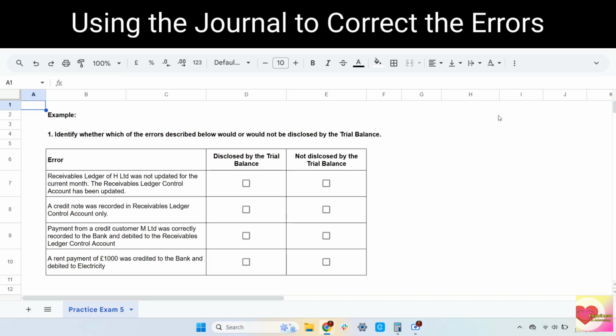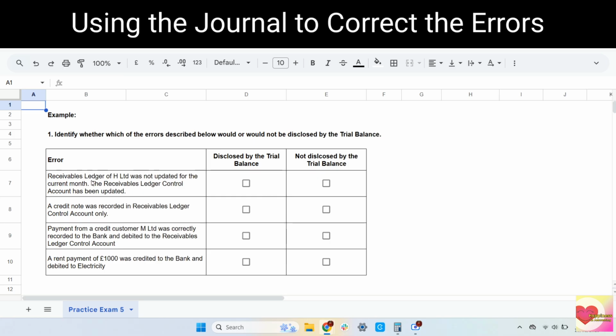Now let's go to our example. Number 1, identify which of the errors described below would or would not be disclosed by the trial balance. So let's go through the errors one by one. First, receivables ledger of H Limited was not updated for the current month. The receivables ledger control account has been updated.